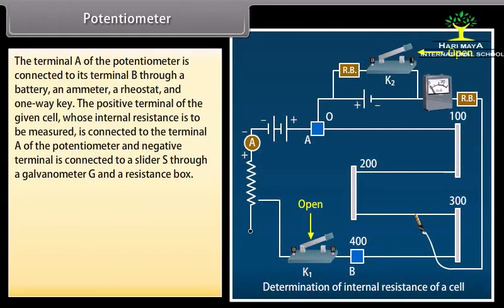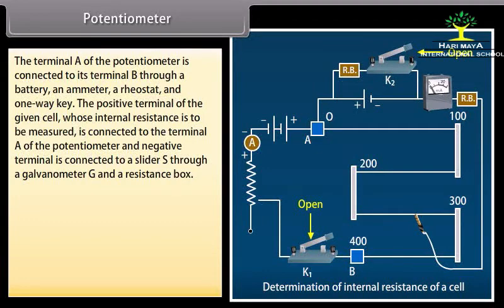The terminal A of the potentiometer is connected to its terminal B through a battery, an ammeter, a rheostat, and a one-way key. The positive terminal of the given cell, whose internal resistance is to be measured, is connected to the terminal A of the potentiometer, and negative terminal is connected to a slider S through a galvanometer G and a resistance box.